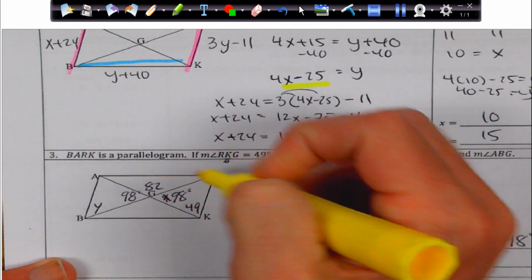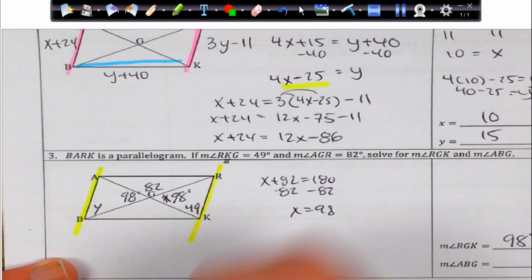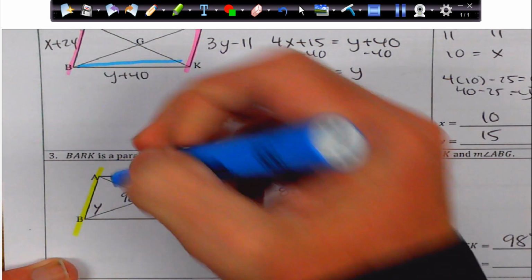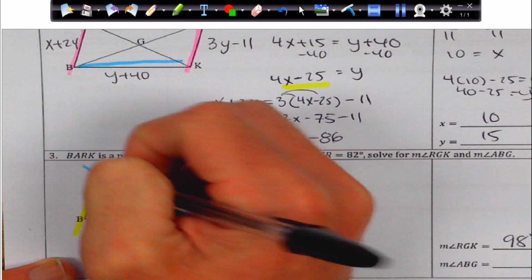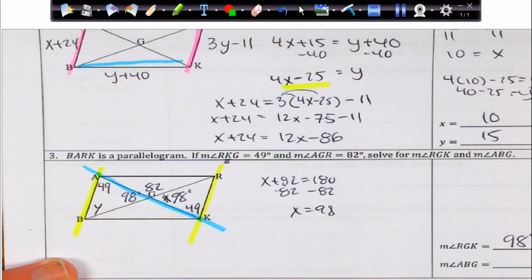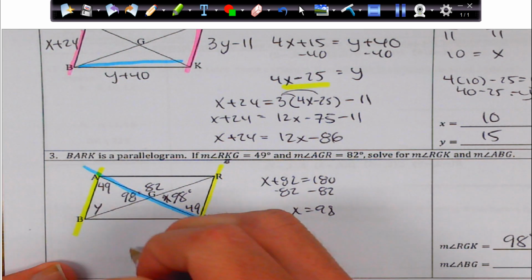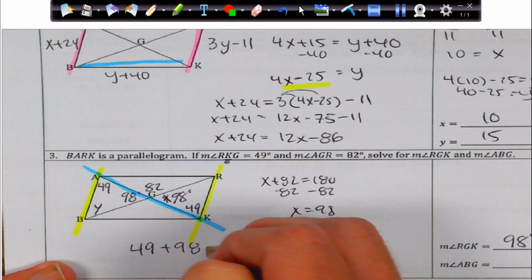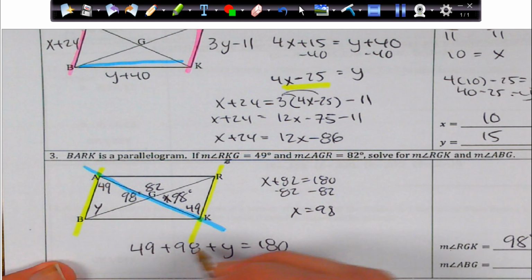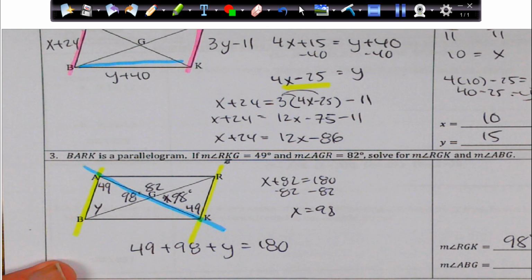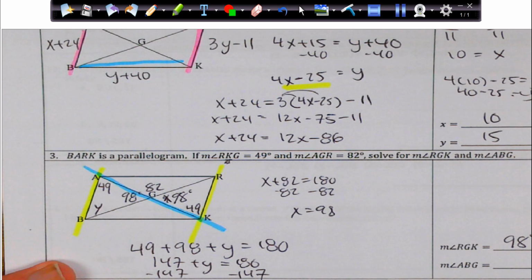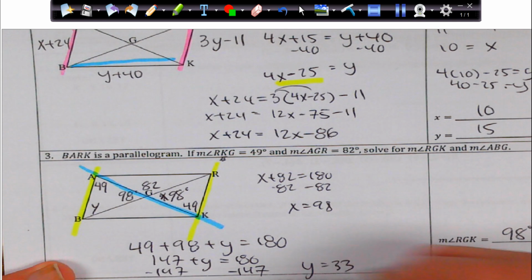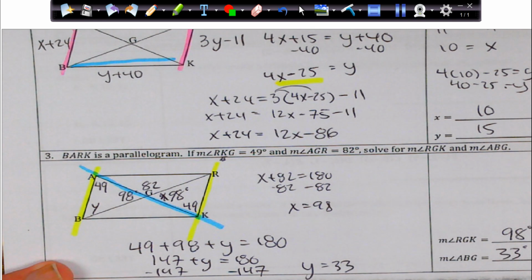Remember, these are parallel, RK and AB. And it happens to be that AK is a transversal. And so that means this 49 is also over here as alternate interior angles. And now I know all three of these angles should add up to 180 because they are a triangle. So if I combine 49 and 98, I get 147. And then if I subtract 147 from 180, I should get y, which is 33 degrees. All right.